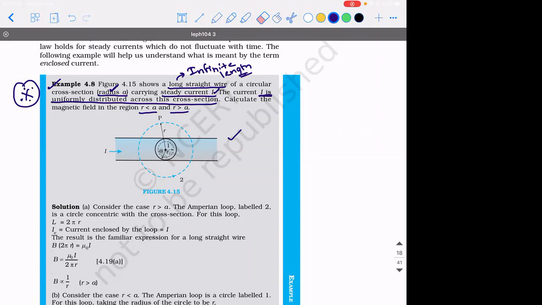Anybody? If suppose I say the current is distributed over length, what do you mean by that? Think about it. If I use a statement like the current is distributed over length, what do you mean by that? Then the amount of current that you're trying to talk about will be a function of L. Right? Are you guys able to understand this? So the current is distributed over the cross section means, let me explain it by showing.